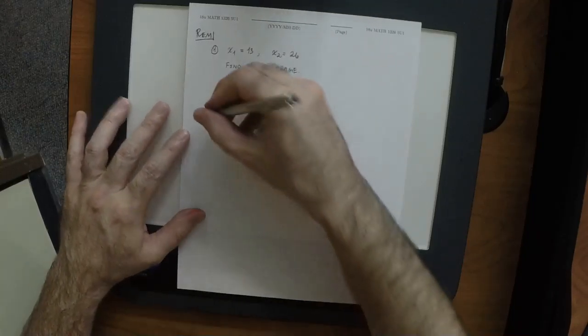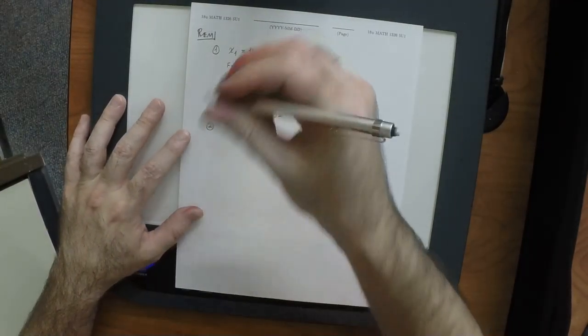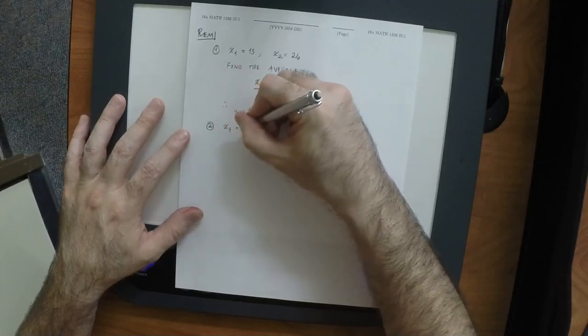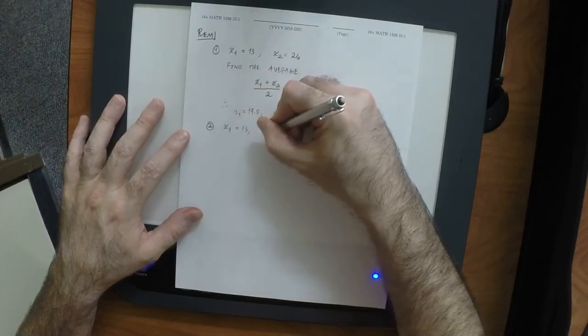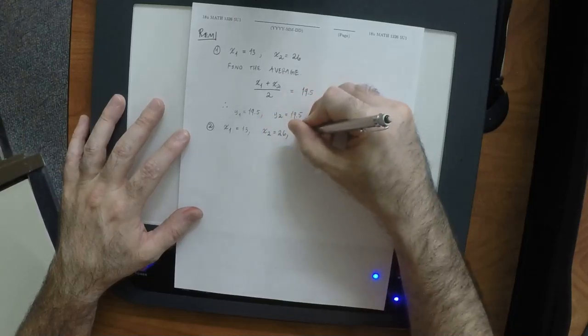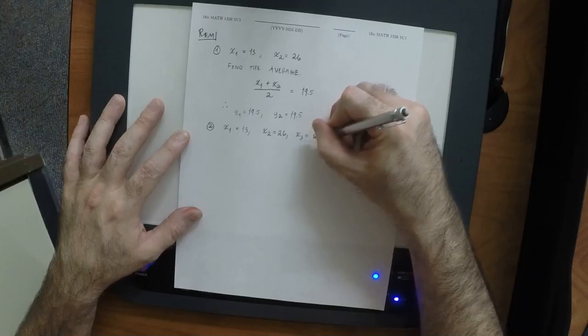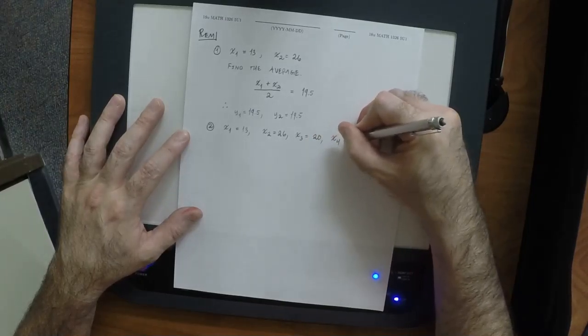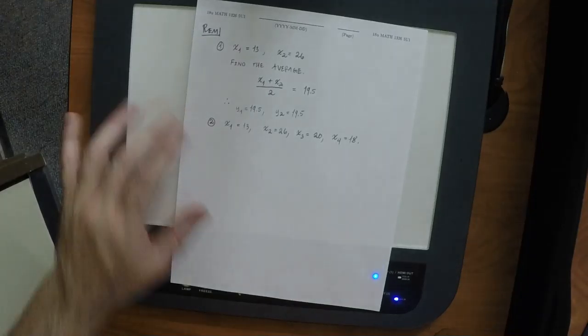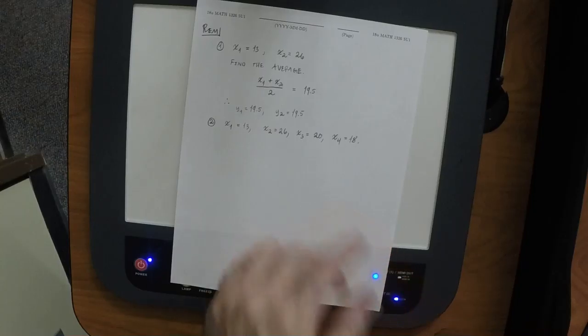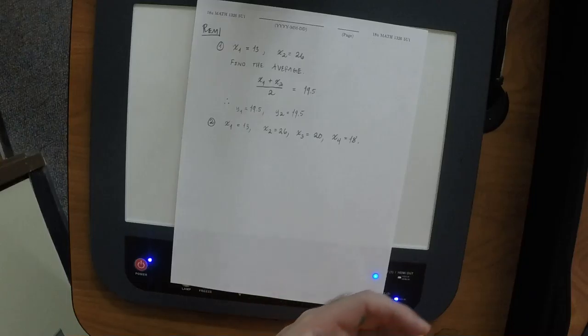All right. What if instead x1 has value 13, x2 has value 26, x3 has value 20, and x4 has value 18? So now to find the average, we add them all up and divide by 2, right? Now, what would we do? We would add them all up and divide by 4.